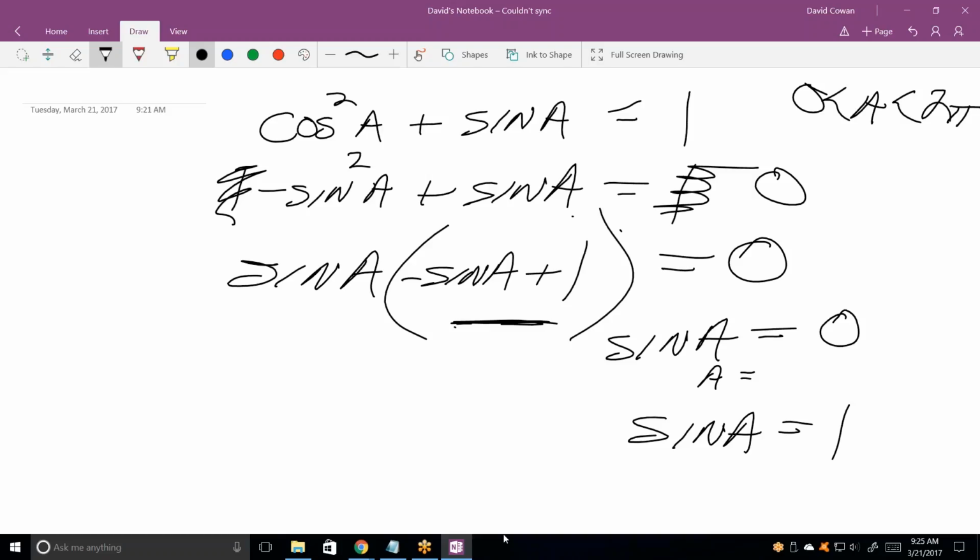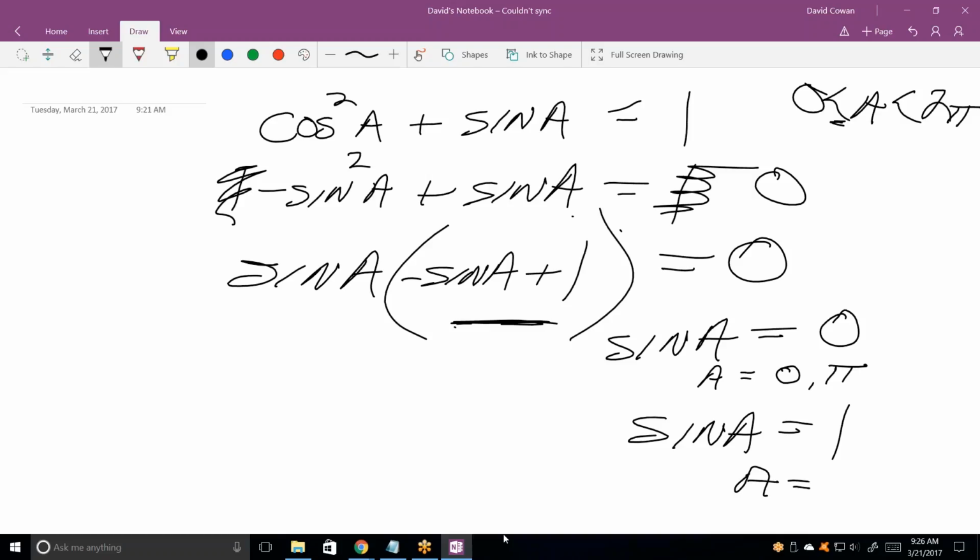Sine A is equal to 0 at pi and 0? Yeah, 0 and pi. A is always greater than or equal to 0 and less than 2 pi. In other words, it's also at 2 pi, but that's not in our domain. Okay, and where else?